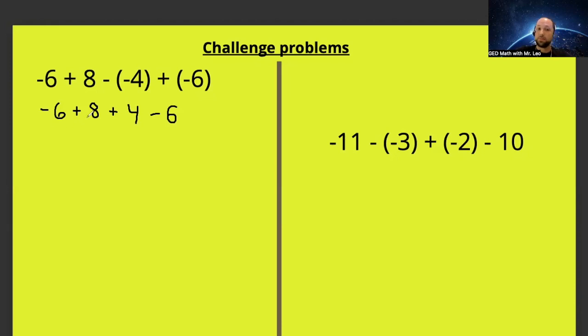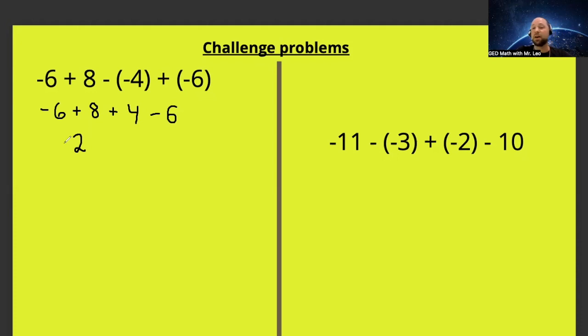Are the signs the same or different? They're different. When the signs are different, we subtract to find the difference. Keep the sign of the larger number. 8 minus 6 is 2. They have a difference of 2. The 8 was the larger number, so we're going to keep the sign of the 8, which is a positive.